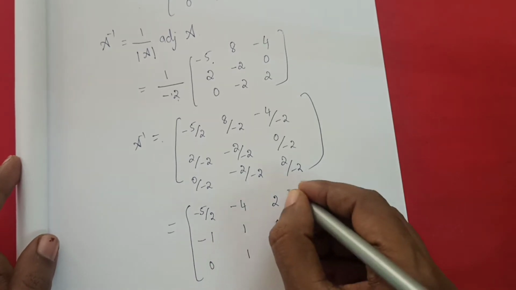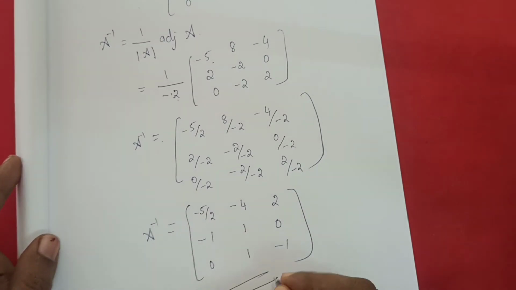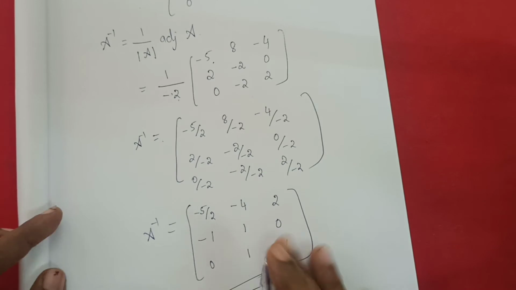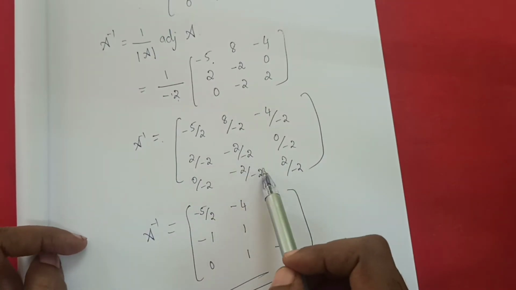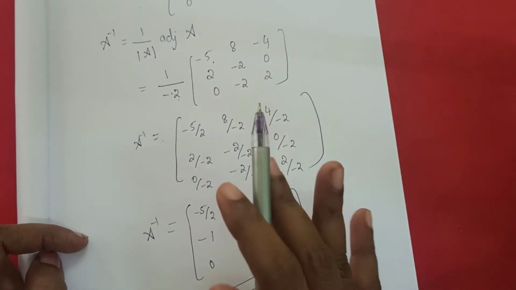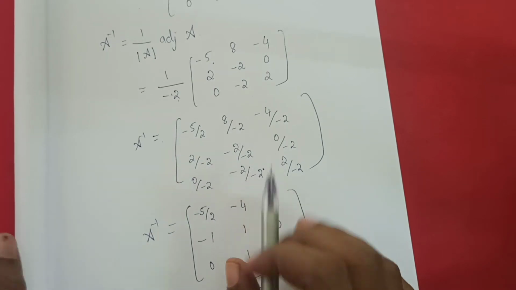This one 1, this one minus 1. So this is the final answer, A inverse. Listen here students very carefully. Minus divided by minus is plus. This is all the things you have studied in lower classes. So minus divided by minus, that is plus.